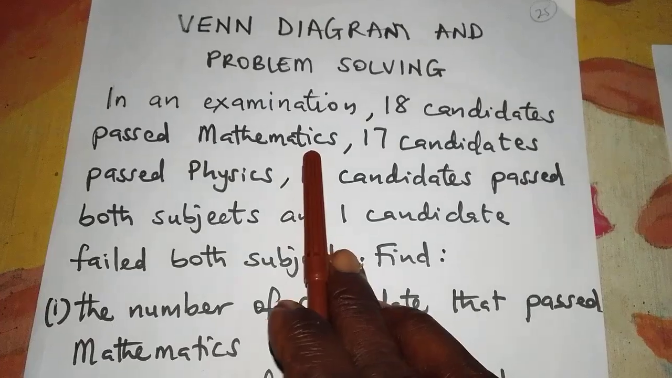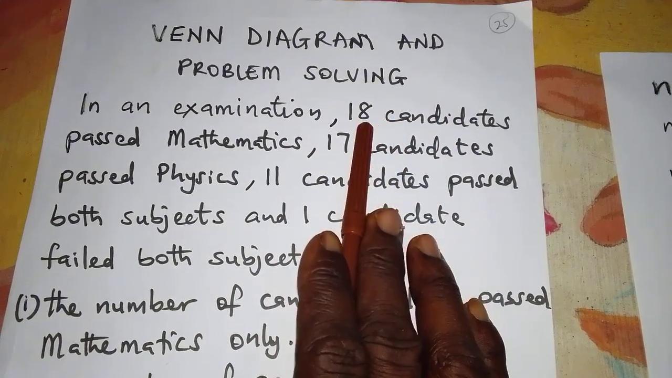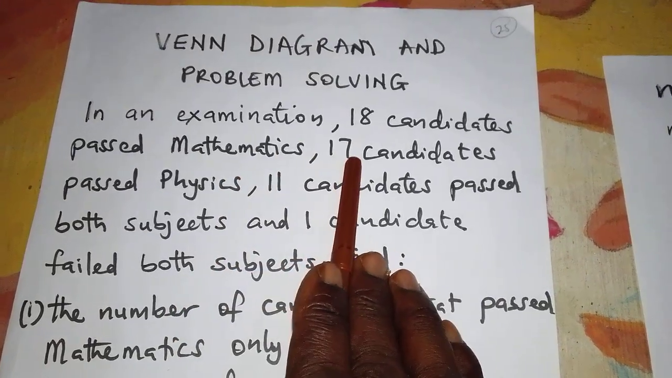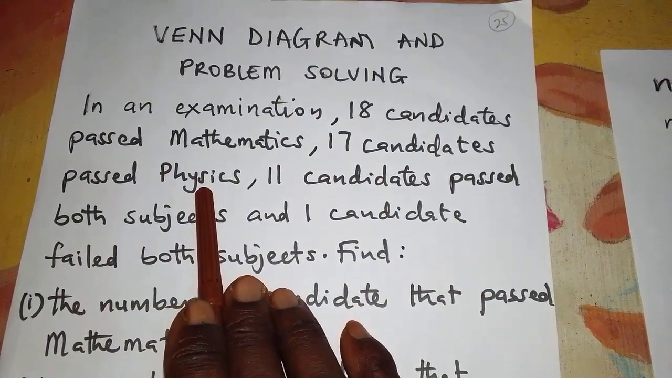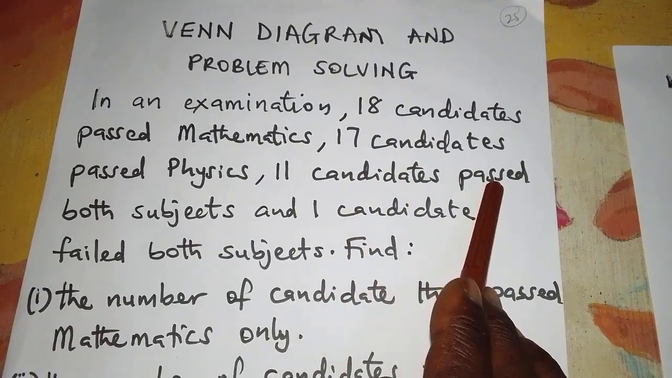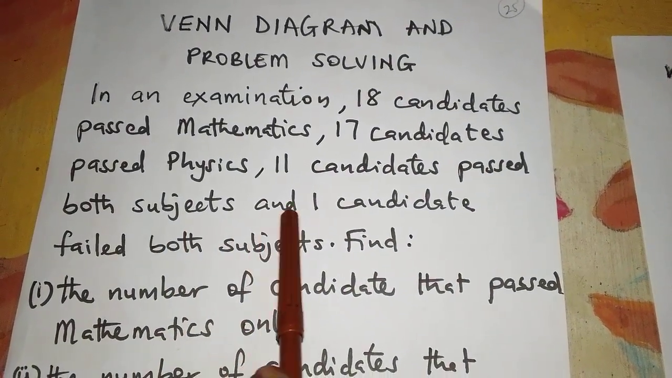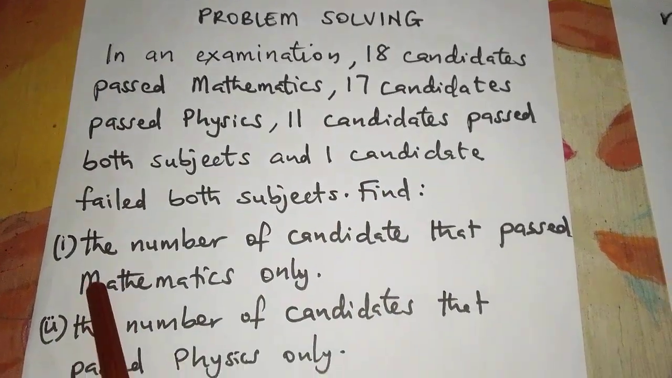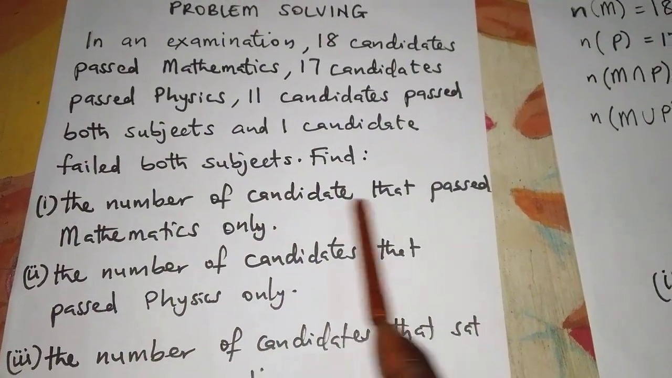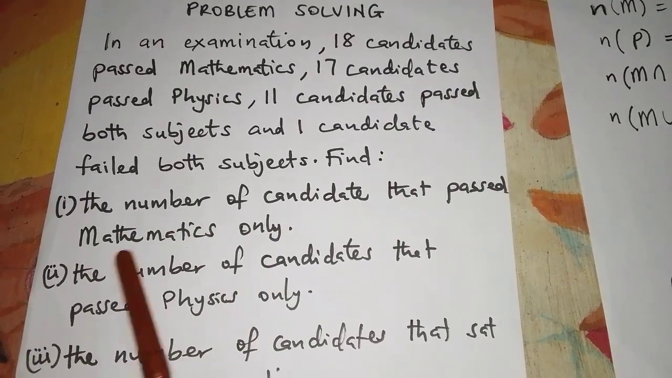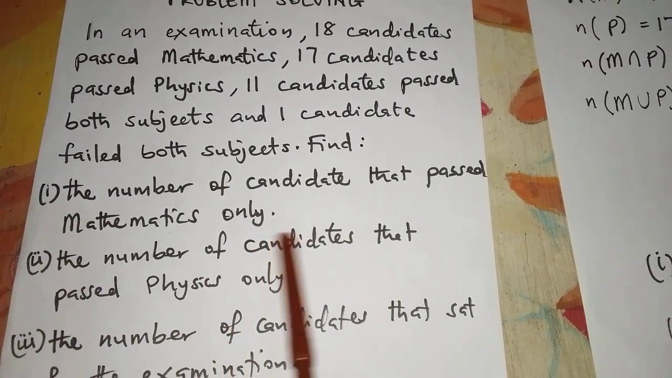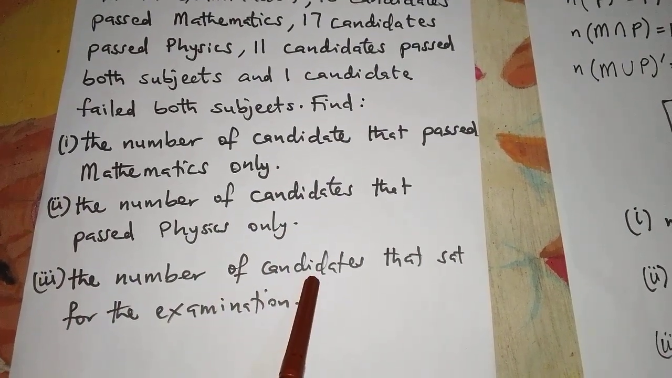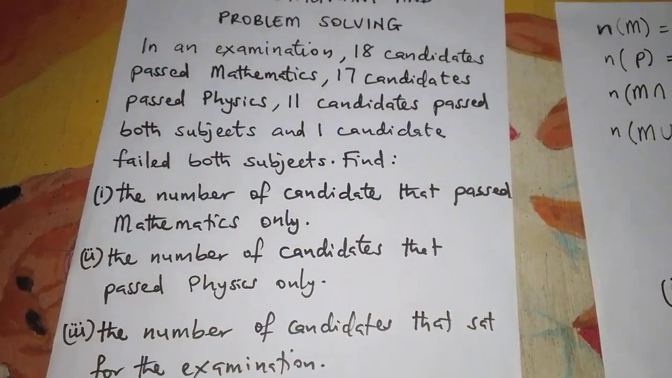In an examination, 18 candidates passed mathematics, 17 candidates passed physics, 11 candidates passed both subjects, and 1 candidate failed both subjects. Find 1. The number of candidates that pass mathematics only. 2. The number of candidates that passed physics only. 3. The number of candidates that sat for the examination.